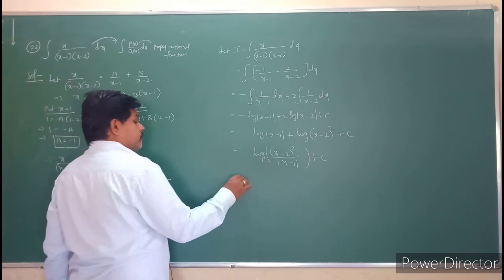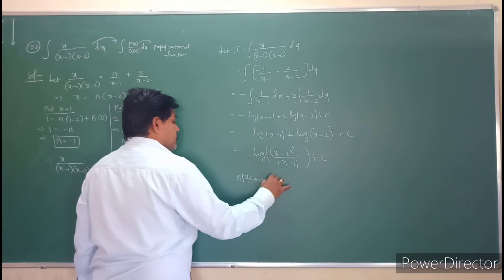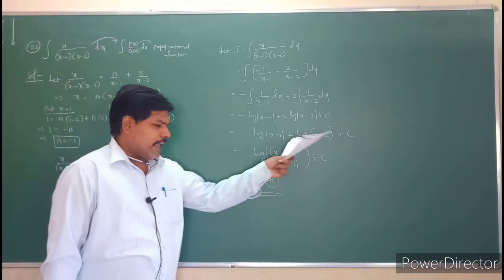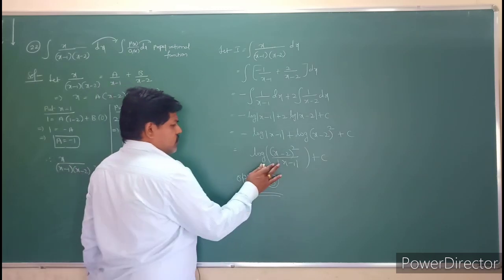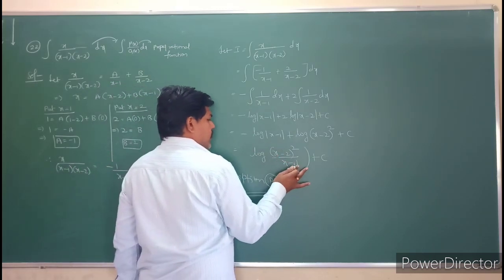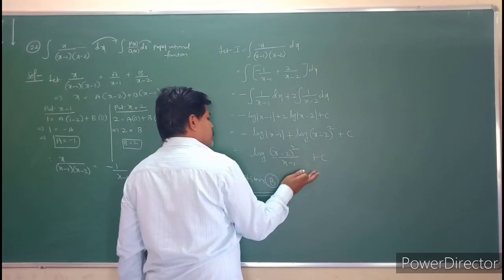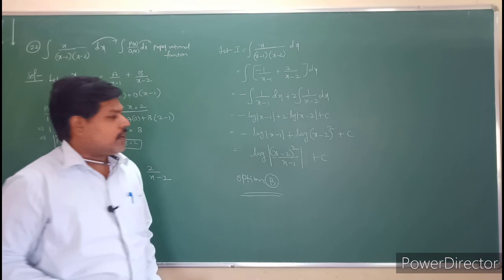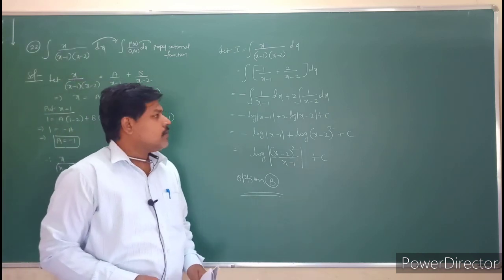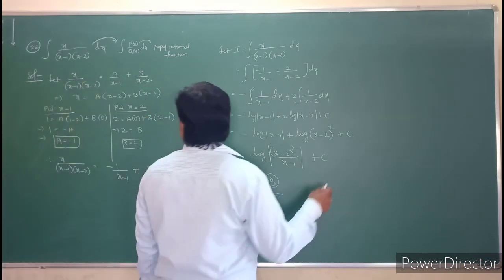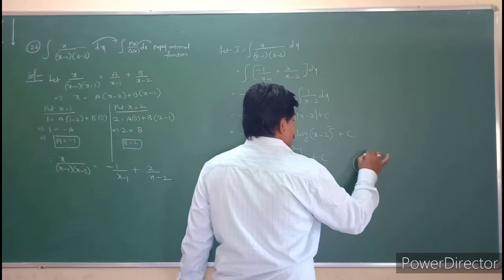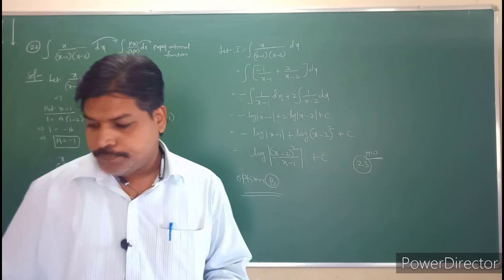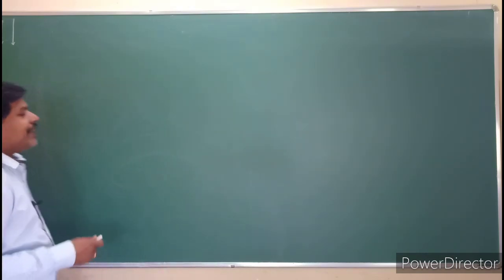So see that option. Option is B. Log of mod x minus 2 whole square by x minus 1 plus c. You can write it like this one also, without taking this value we can take the mod for all the terms. Okay. So see that question, students. Question number 23. So try that question number 23. Okay, complete that question. See students, next one is integration by parts.